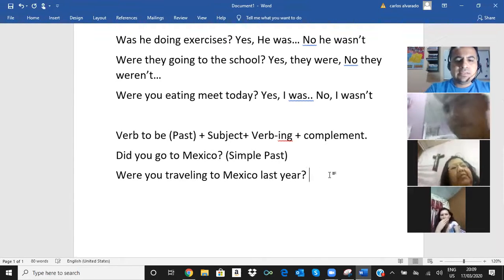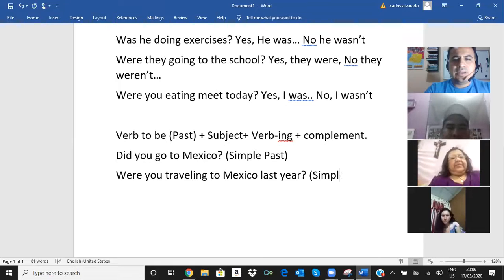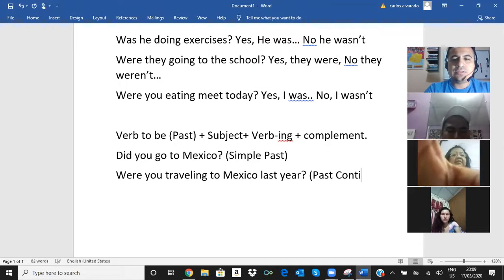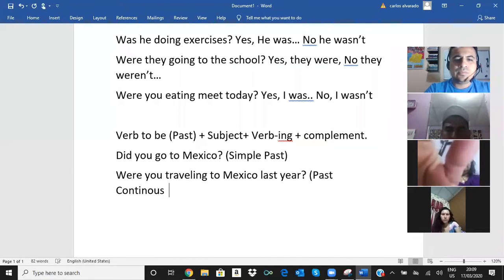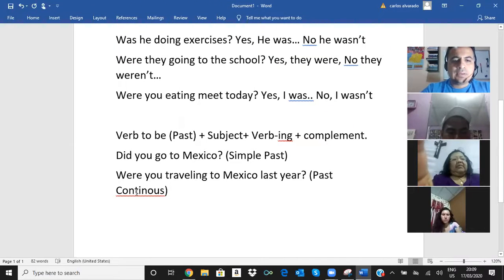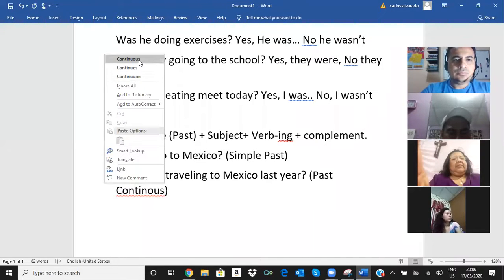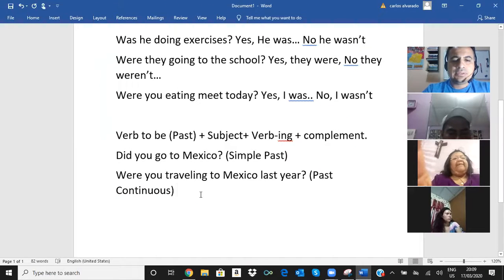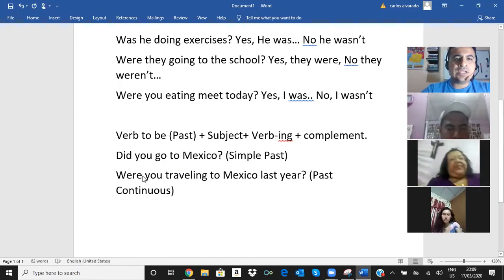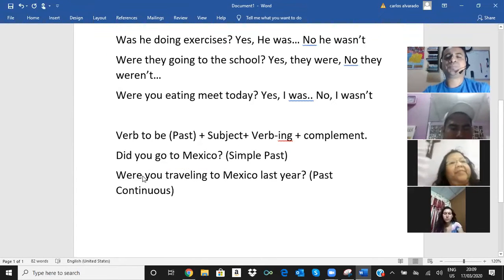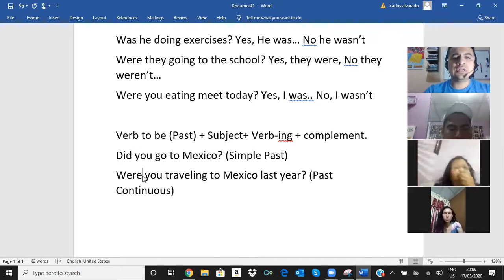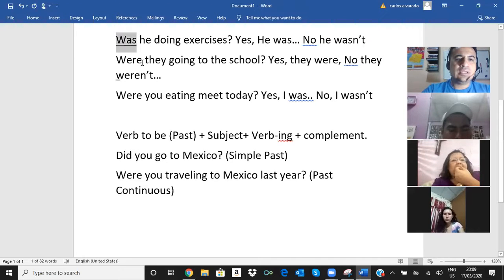Y este es simple past. Pero es el past continuous, perdón. Past continuous. Okay. Aquí lo que le quiero enseñar es hacer preguntas usando was y were. Okay, very good. So, hicimos preguntas aquí usando was, aquí usando were.